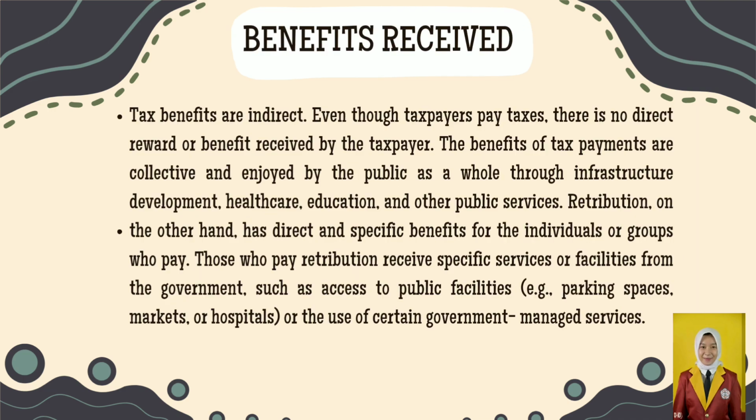Benefits received. Tax benefits are indirect. Even though taxpayers pay taxes, there is no direct reward or benefit received by the taxpayer. The benefits of tax payments are collective and enjoyed by the public as a whole through infrastructure development, healthcare, education, and other public services. Retribution, on the other hand, has direct and specific benefits for the individuals or groups who pay. Those who pay retribution receive specific services or facilities from the government, such as access to public facilities, e.g., parking spaces, markets, or hospitals, or the use of certain government managed services.